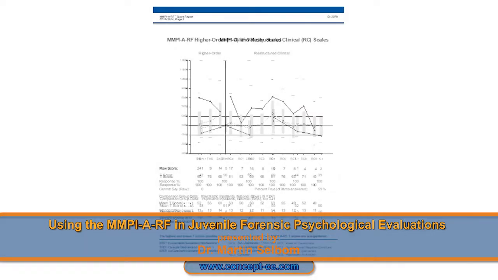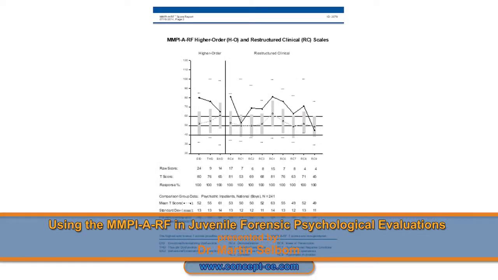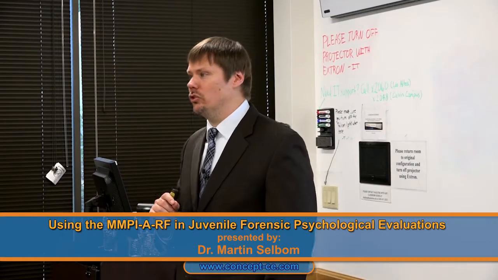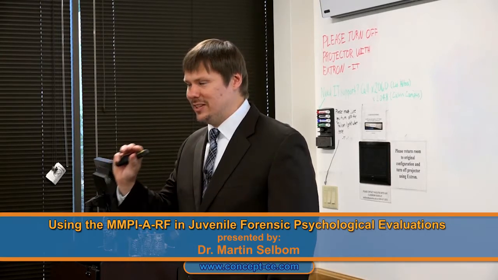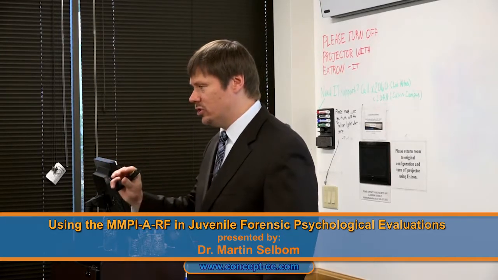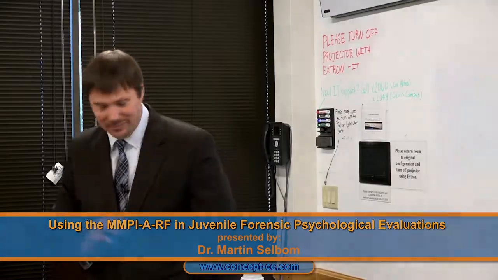What we should look at are the higher-order scales, because they tell us where to start our interpretation. Which domain should we start with? EID, T-score of 80. It's the most elevated higher-order scale. Good job. That means we will interpret the emotional dysfunction domain first, and all of the scales that belong to the emotional dysfunction domain.